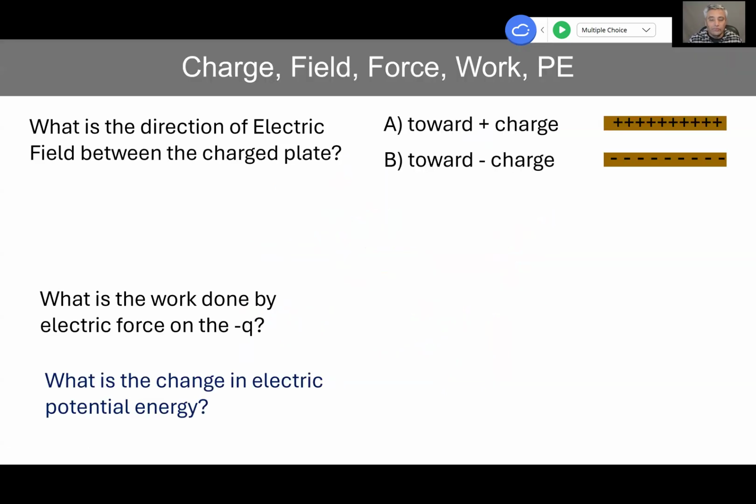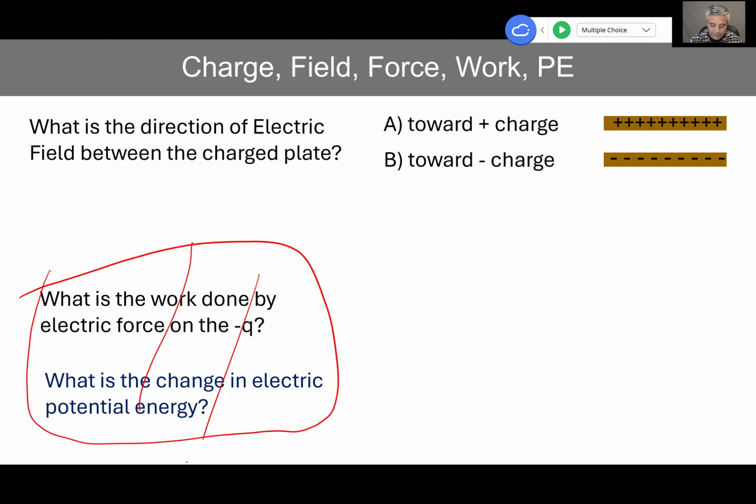Okay. So force, field, and then after that, work, energy, potential, right? So those are the things we learn. And here, that's what I'm talking about in this slide. Let's forget about this for now, okay?